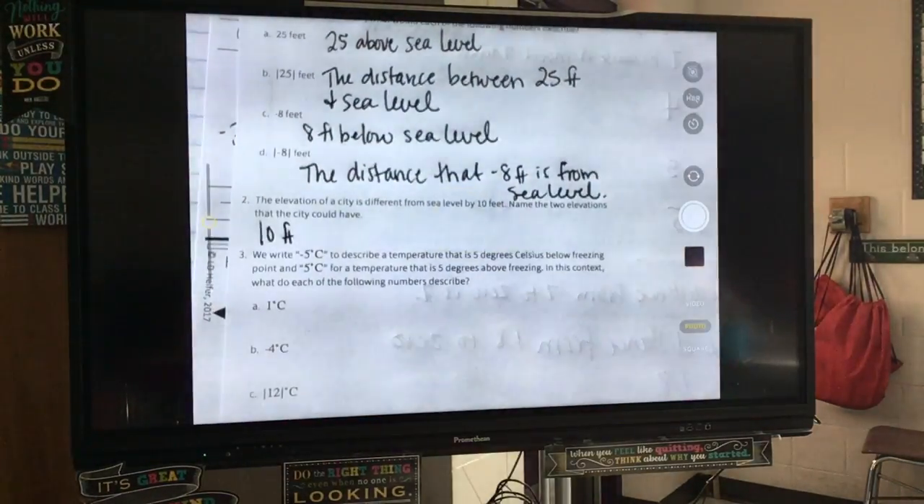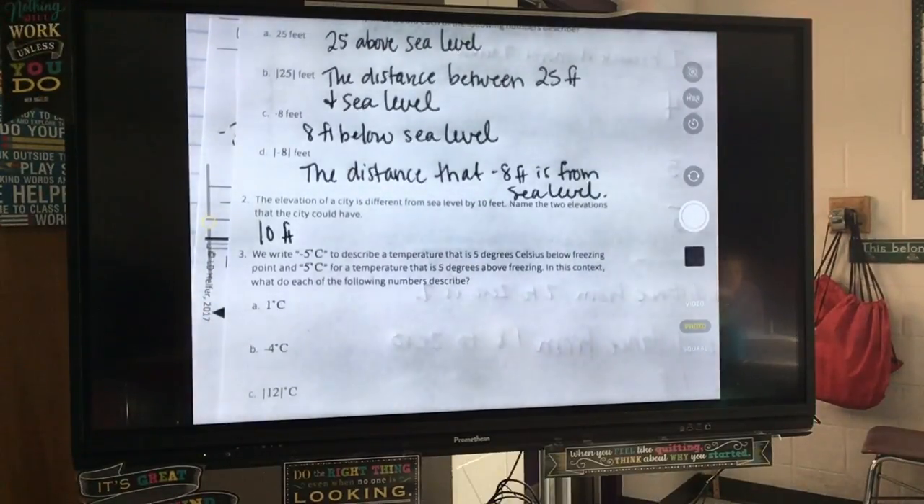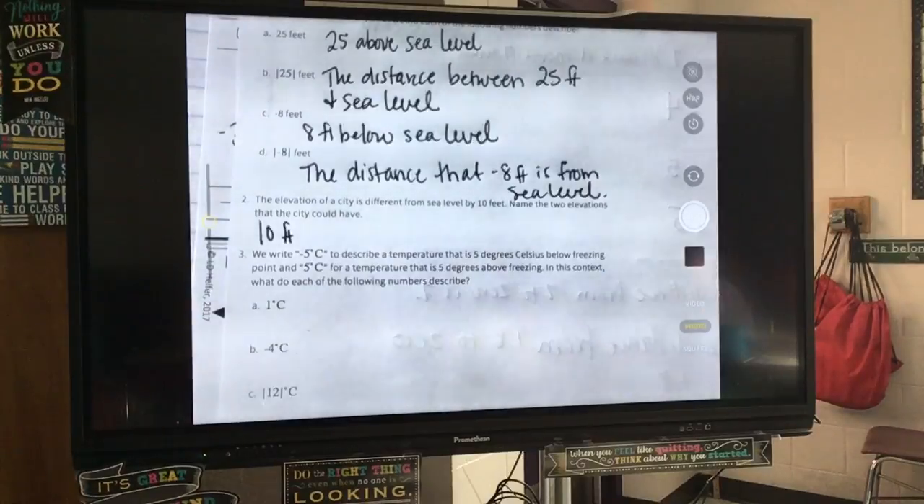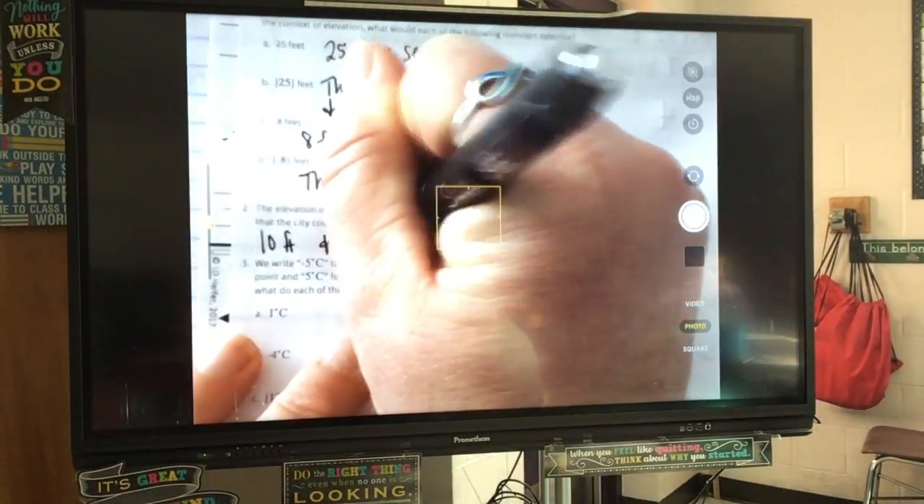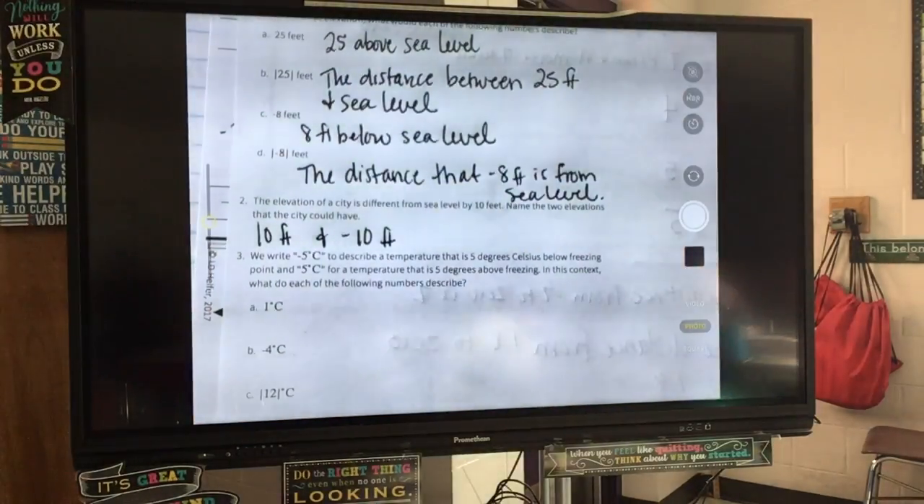Why do I not have to put above sea level here? Alex? Because since it doesn't have a negative, you already know that it's above sea level. Right, so since it doesn't have a negative, we don't have to put it. You can write 10 feet above sea level, I'm not going to. All right, what's the other option? Abby? So negative 10 feet, which tells us it's below sea level.